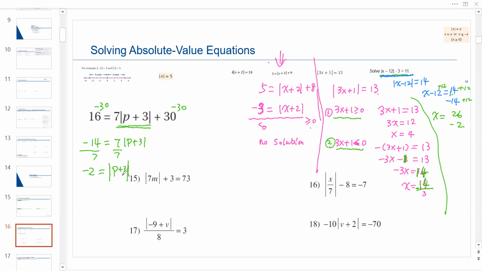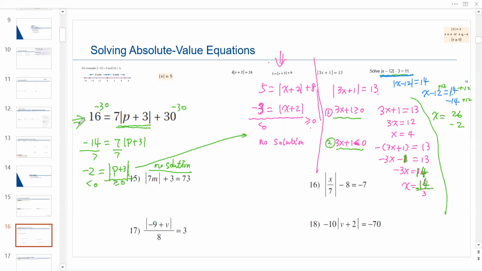So actually you can find out this is similar to the previous situation. Any number after absolute value is greater than or equal to 0, but the left part is less than 0. So it means no solution for this equation.